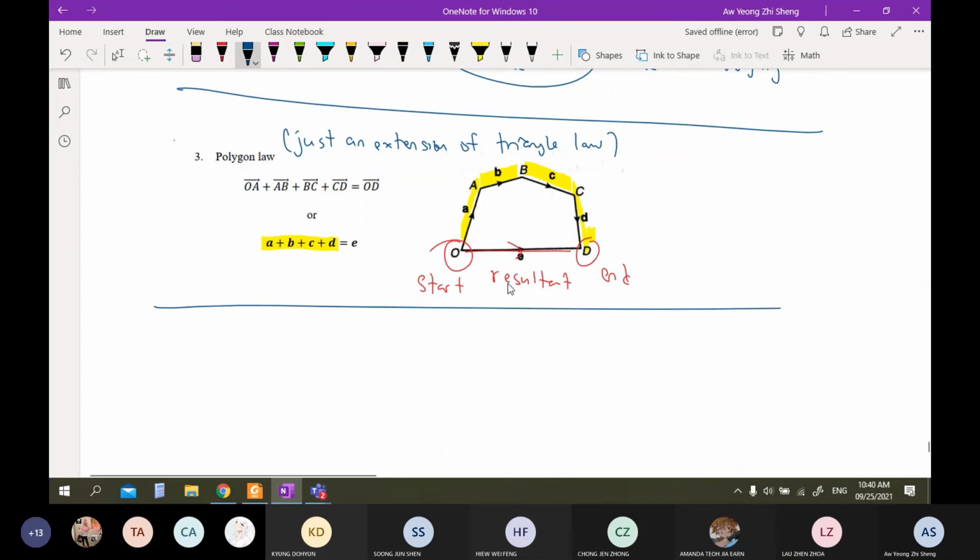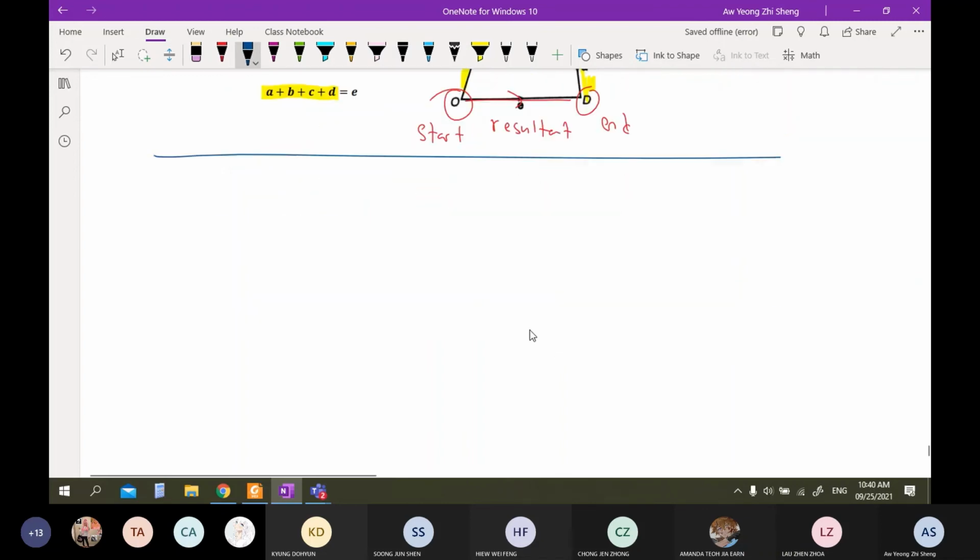So yeah, it's just an extension of triangle law. Okay, so to give you one more diagram, if this is my vector A, this is my vector B, and maybe this is my vector C, and this is my vector D. So where is my starting and the ending? Here's the very start.